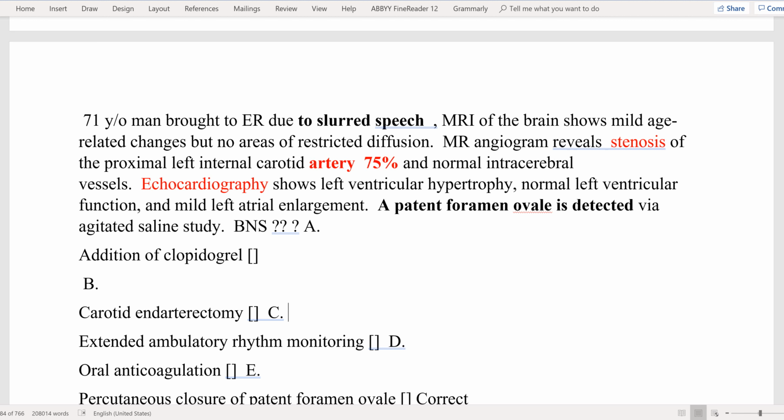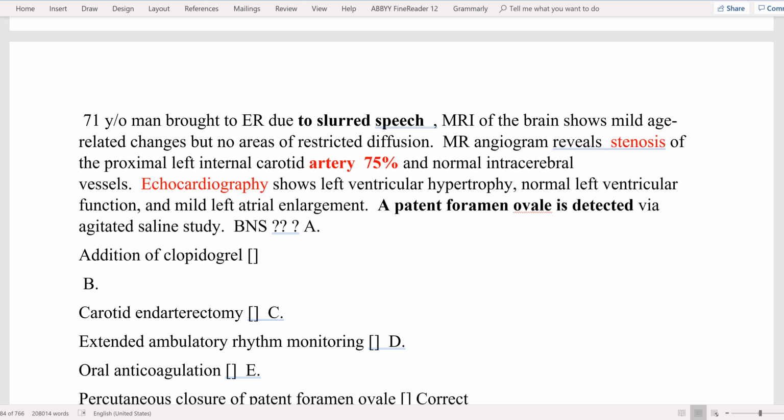Let me see if they said in the EKG. Yeah, and the EKG was normal. So the EKG shows normal sinus rhythm, so it's unlikely to be this case.